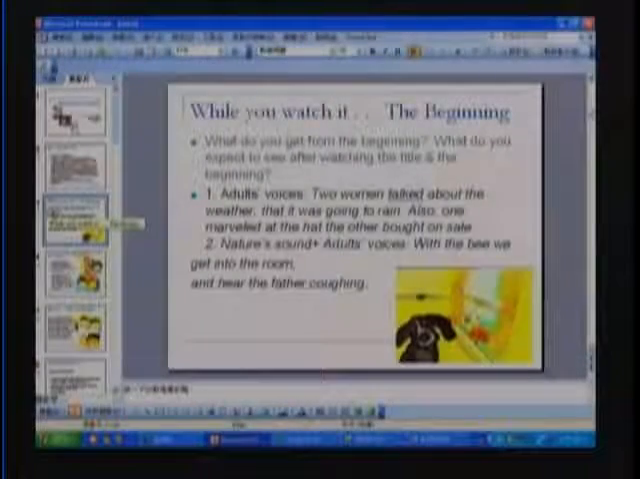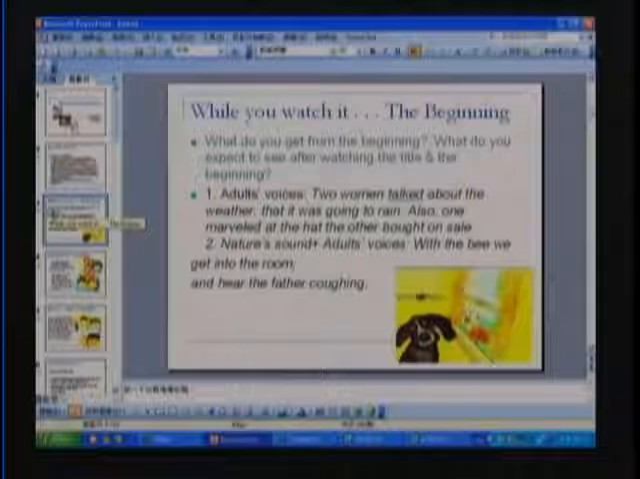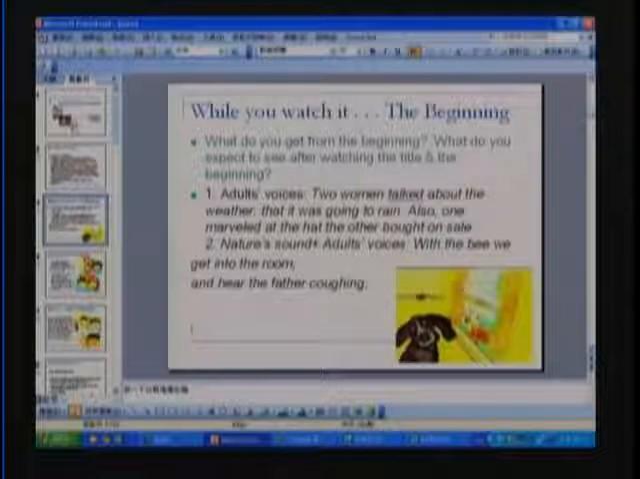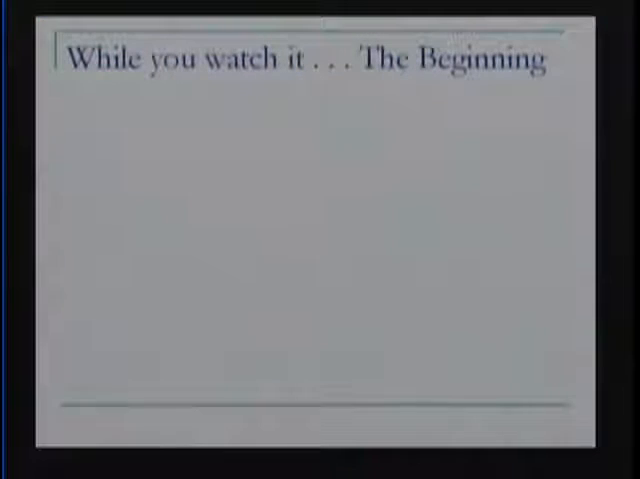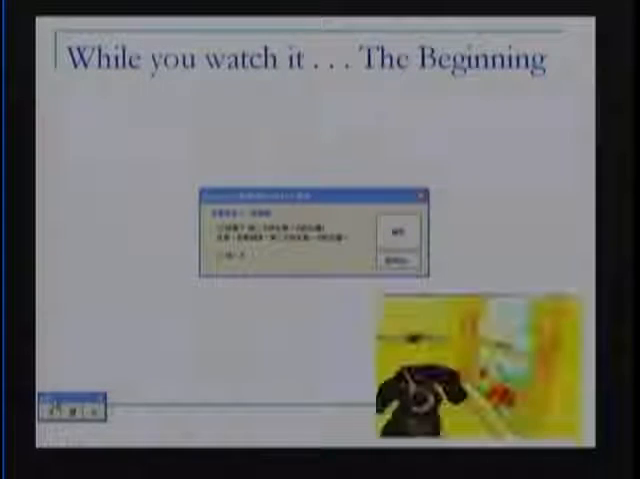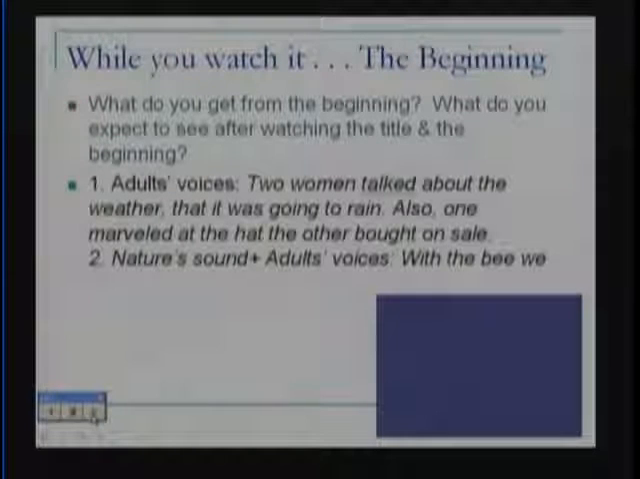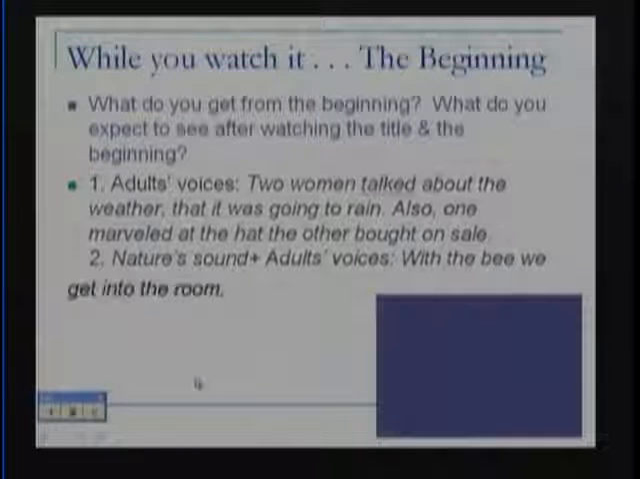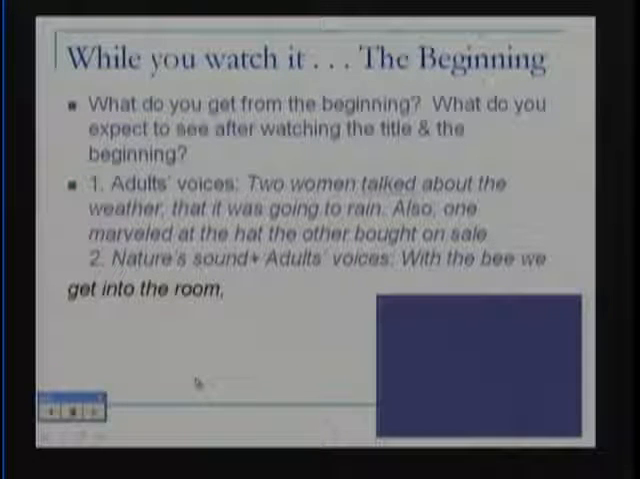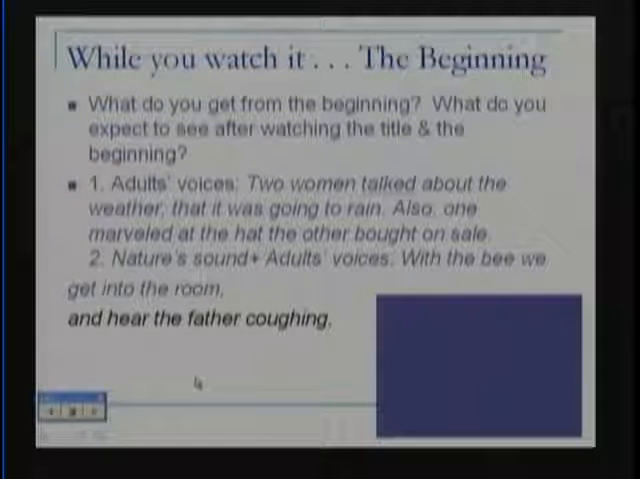Reflect on the introduction, the beginning part of this film. What do you see in the beginning? And try to remember that the title is called The Sound Collector. So here you get the characters, the adults, the children, and their voices. So how are the children different from the adults? And what role does the bee play in this film?